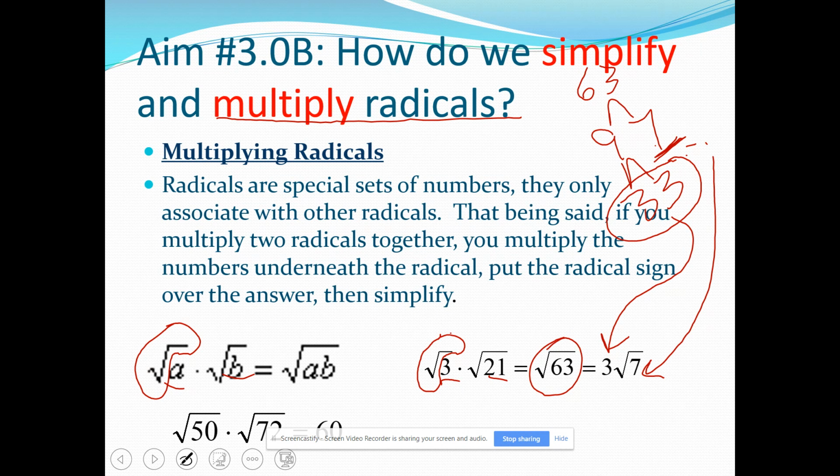On the second one, again, they're both square roots, so we can do 50 times 72. 50 times 72 is 3,600. You can always check in your graphing calculator or regular calculator if it's a perfect square. And indeed, 3,600 is a perfect square of 60.